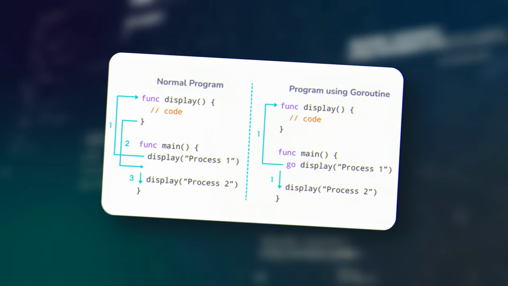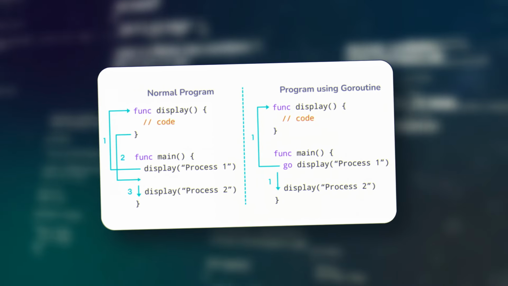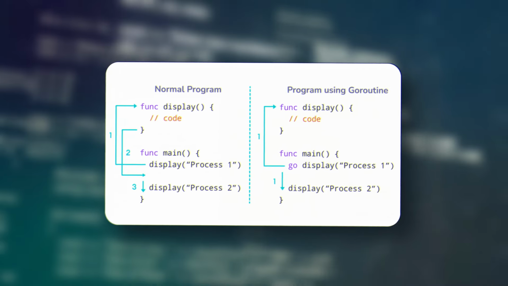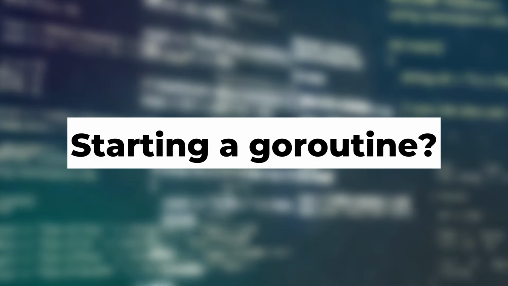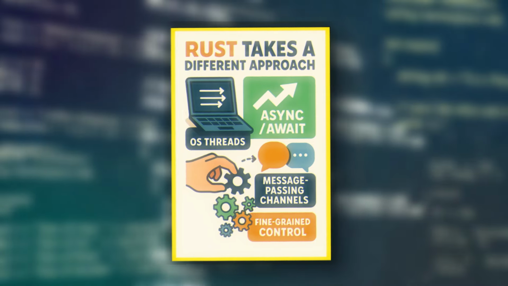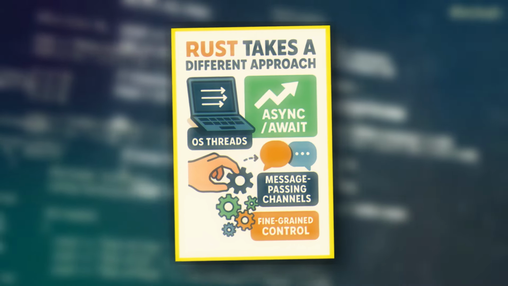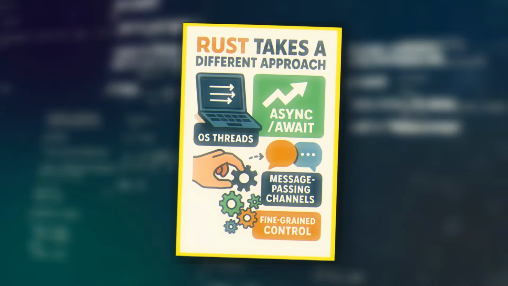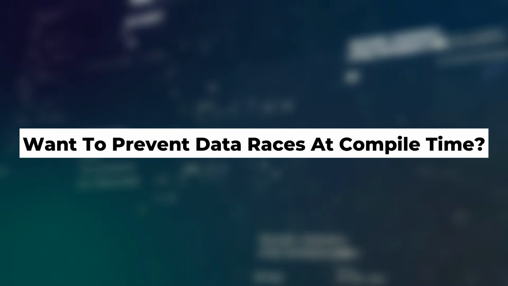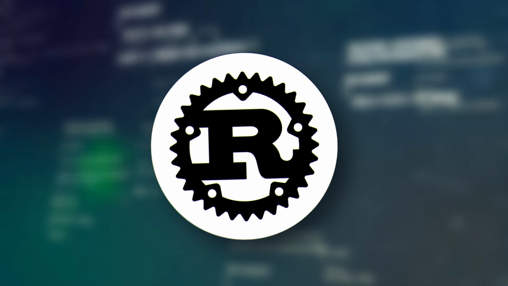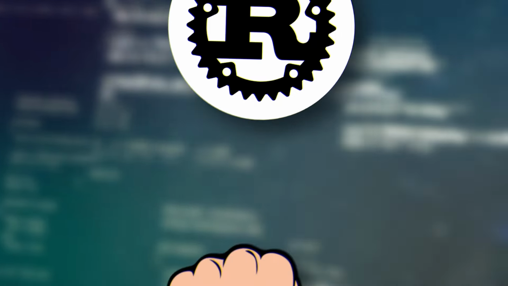Go's goroutines are like having an army of incredibly efficient workers. You can spawn thousands of them, and they only use a few kilobytes of memory each. Starting a goroutine? Just add the Go keyword. That's it. Rust takes a different approach. It offers OS threads, async await, and message passing channels. With Rust, you have fine-grained control over exactly how concurrency happens. Want to prevent data races at compile time? Rust's got you covered. Need to squeeze out every ounce of performance? Rust gives you the tools.